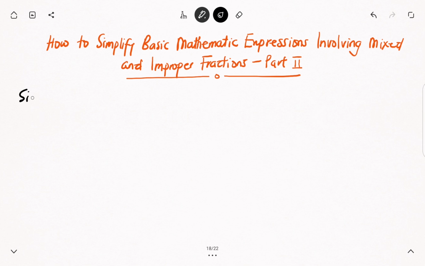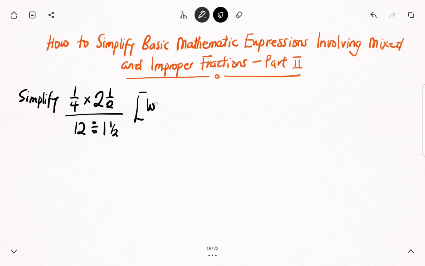So we have to simplify the expression 1 over 4 multiplied by 2 whole number 1 over 2, on 12 divided by 1 whole number 1 over 2. This is the WASSCE June 2018 question number 1, objective question. Alright, so let's look at the solution to this problem.